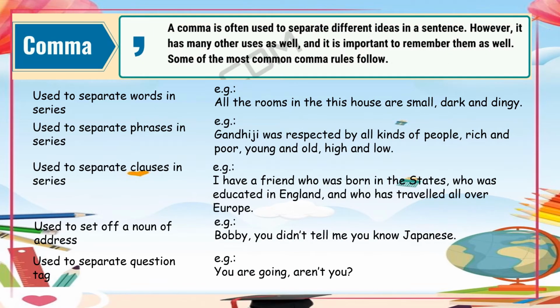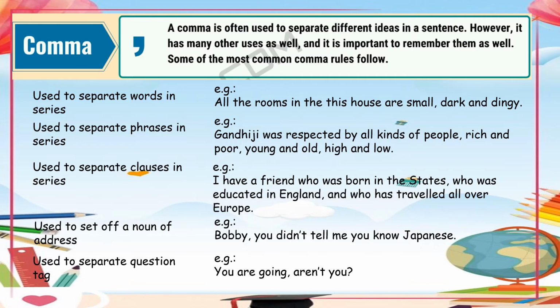Now, comma. Again, a definition is put up. You all can read it. I'll go through the rules. A comma is often used to separate words in a series. For example, all the rooms in this house are small, dark, and dingy. A variety of features for a particular thing. When we write all those varieties, we put a comma after one and then the other after the comma. Then I'll write the third after a comma, and so on.